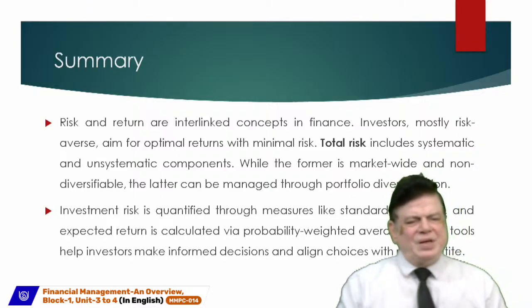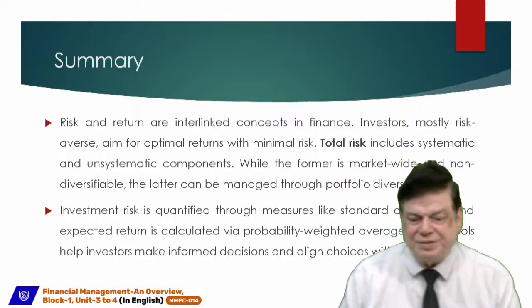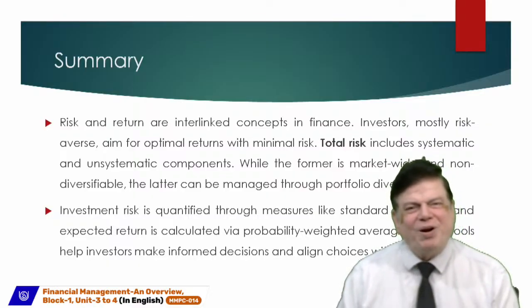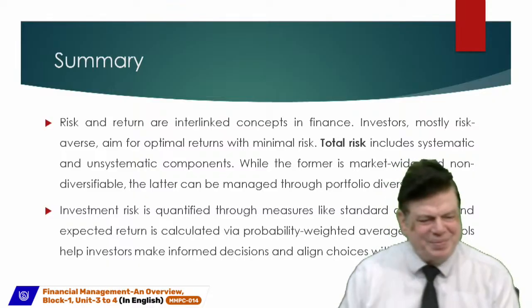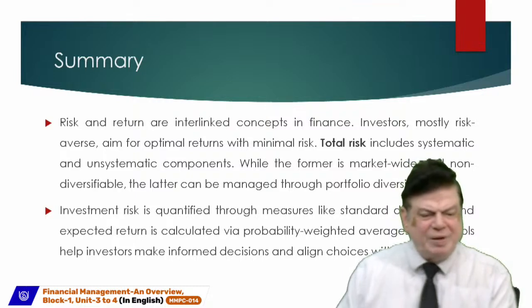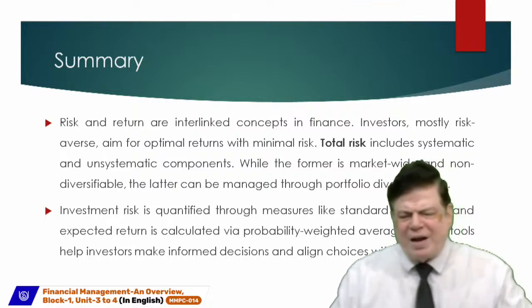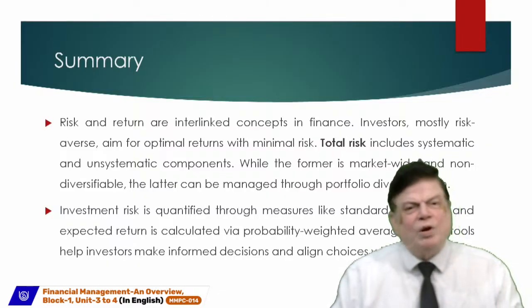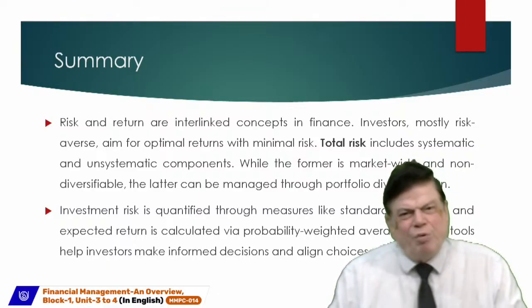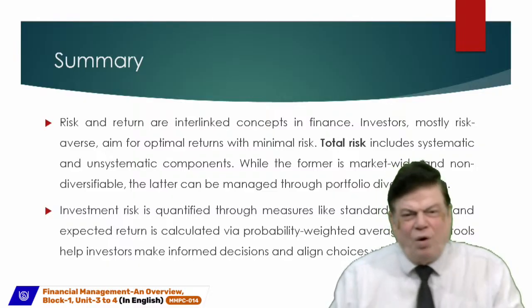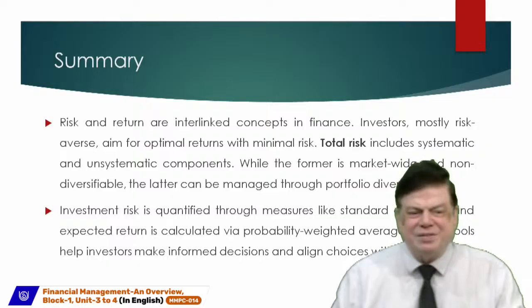Now, risk and return are interlinked concepts in finance. Investors mostly are risk averse. They want that we should get our full principal plus interest. Aim for optimal returns with minimum risk. Total risk includes systematic and unsystematic components. While the former is market wide and non-diversifiable, the latter can be managed through portfolio diversification. Portfolio diversification means you should have a number of securities in your basket. Don't depend on one security. Suppose its bank fails.